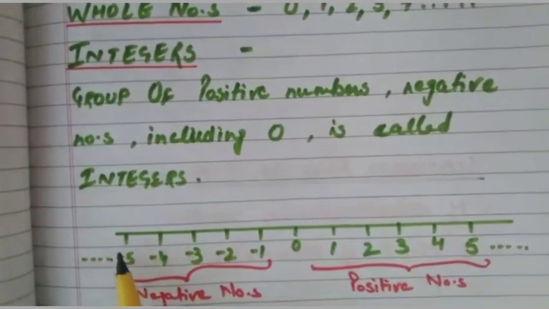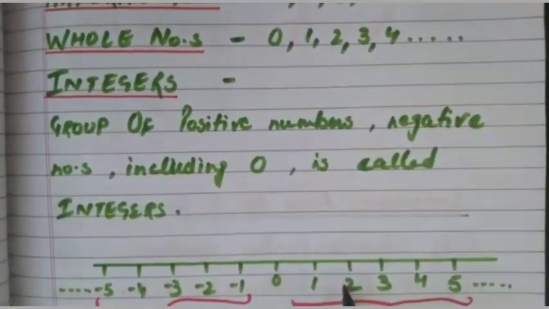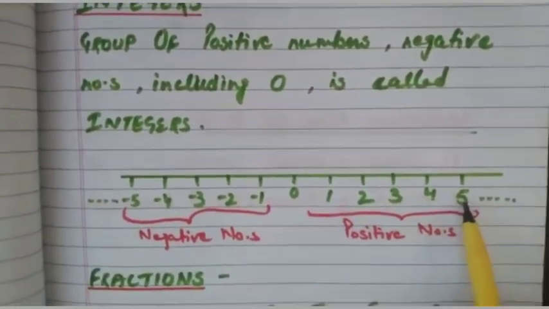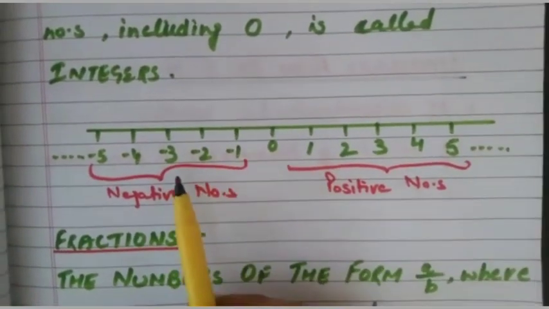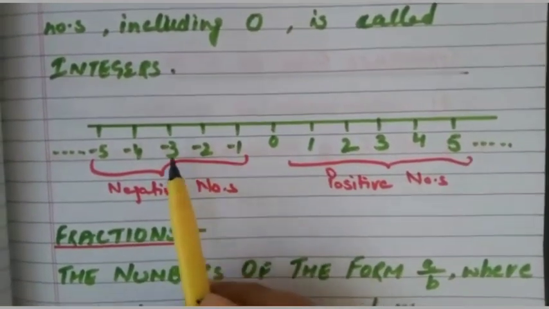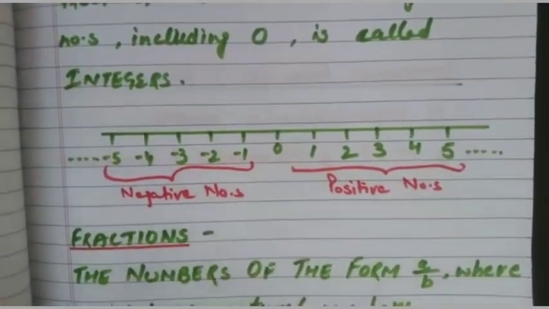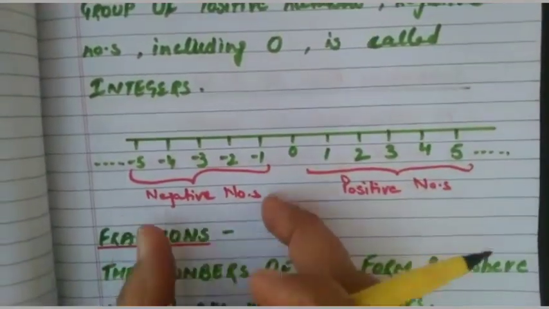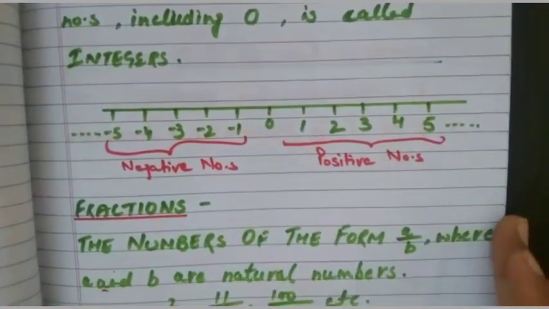This is a number line I have drawn, where this is 0 and here 1, 2, 3, 4, 5. These are all positive numbers. On the left side we have -1, -2, -3, -4 and -5. These are all negative integers. So positive numbers, 0 and negative numbers, this group combined is called integers.